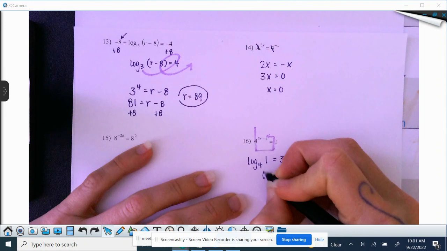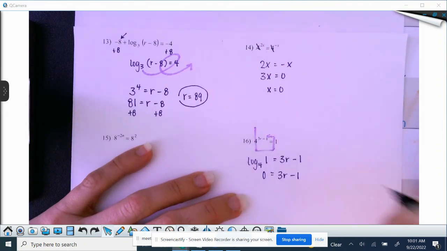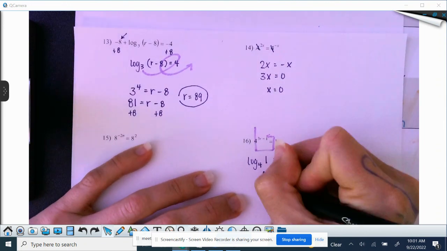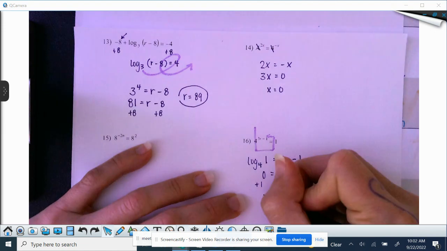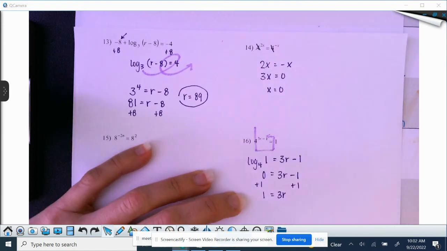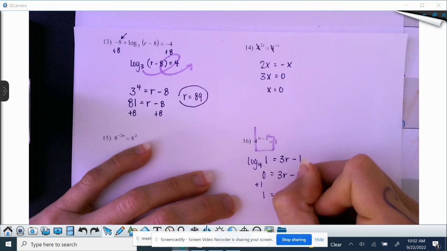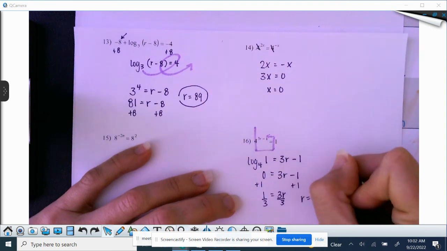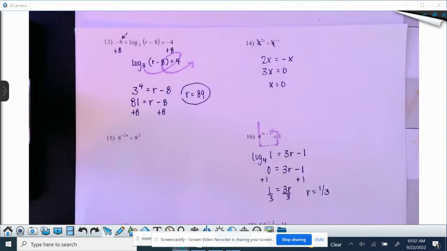So 0 equals 3r minus 1. We're going to add 1 to both sides to work towards r by itself. And that's 3 times r, so we're going to divide by 3. And r equals 1/3. So we'll practice more of the solving exponentials as we get along.